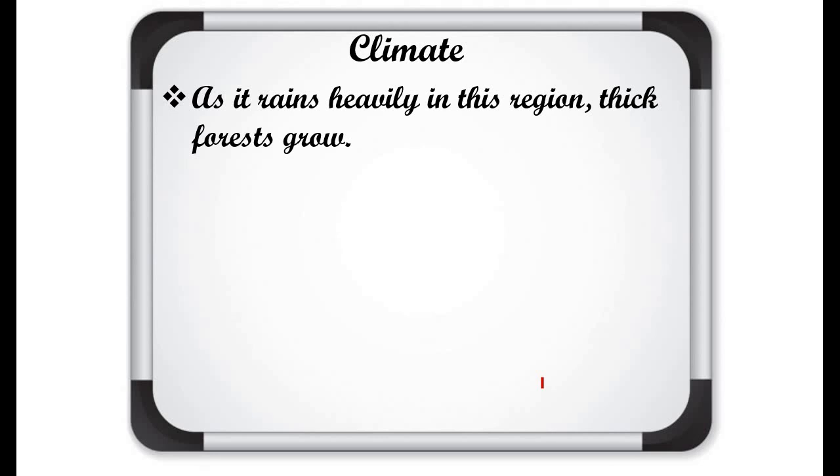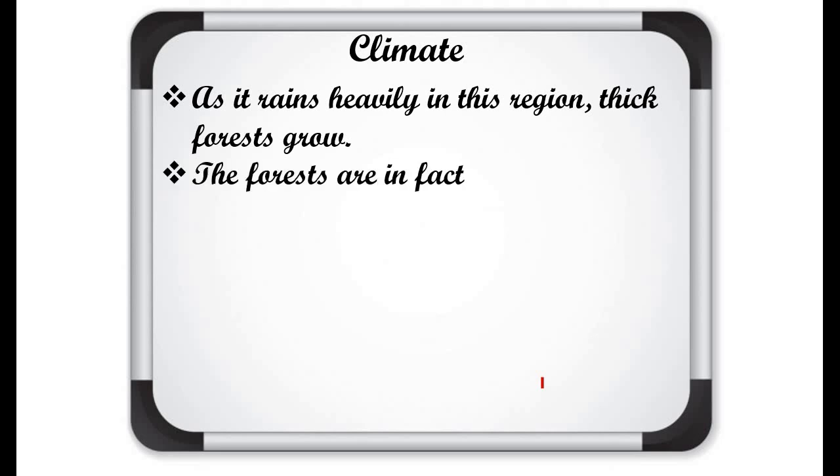As it rains heavily in this region, thick forests grow. What is the reason for the heavy rainfall in Amazon basin? Its climate. Due to its location near the equator, sun rays fall directly here, so this area receives maximum heat of the sun. This high amount of heat results in more water evaporation, and more evaporation results in heavy rainfall. So that's why a hot and humid climate is found in Amazon basin, and due to the heavy rainfall, thick forests also grow here.